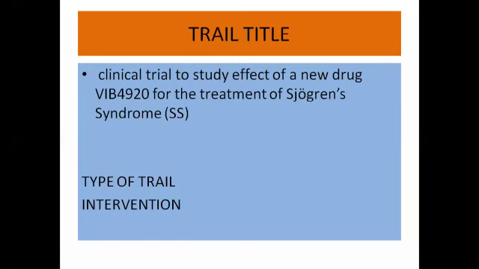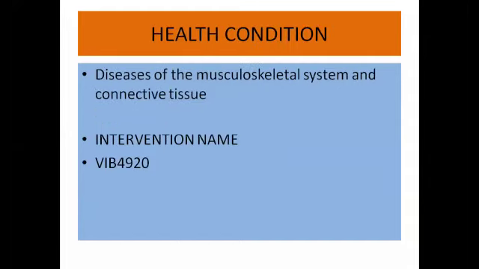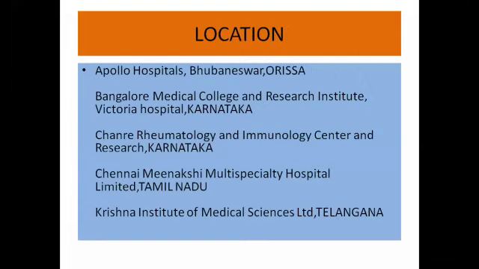Okay, so they are finding the drug for the treatment of Sjogren's syndrome, and for this trial they are looking for patients who are affected with musculoskeletal system and connective tissue disorders. The intervention name, the drug name, is VIB4920.